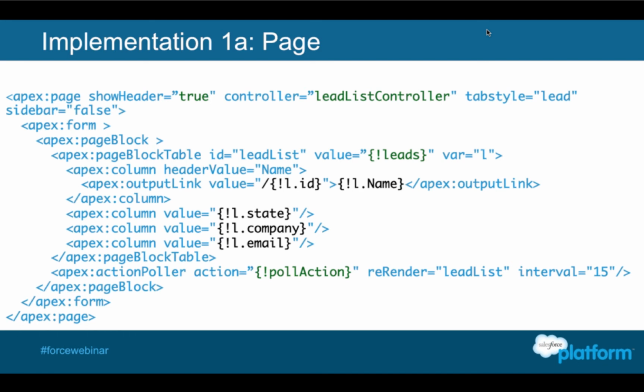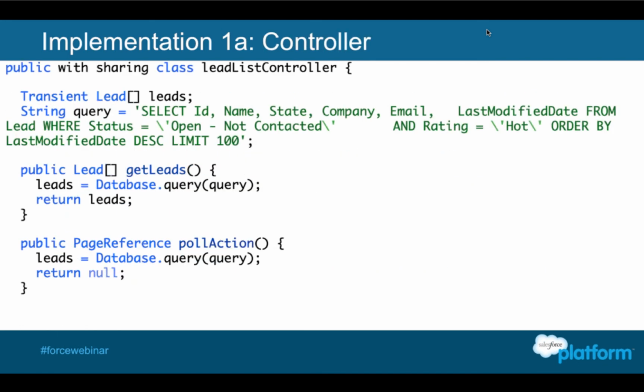And then I want you to also notice that the action poller tag must appear inside a form tag, Apex form tag, which means that your page must manage view state, which, of course, can slow down response time, especially if there's a lot of data to manage. Good point. So let's take a look at the controller.